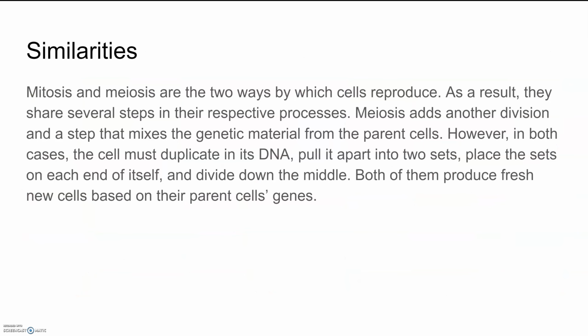Similarities. So they are similar in a way. Mitosis and meiosis are the 2 ways by which cells are reproduced. As a result, they share several steps in their respective processes. In both cases, the cell must duplicate its DNA, pull it apart into 2 sets, place the sets on each end of the cell, and divide down the middle. Both of them produce fresh new cells based on the parent cell genes.